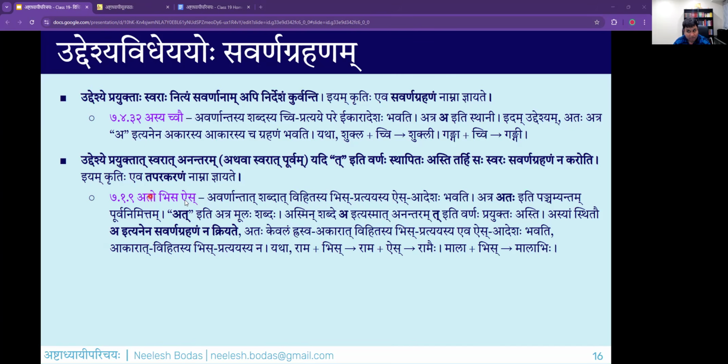So this sutra means only ह्रस्व अकारात् विहितस्य भिस् तृतीया बहुवचन सु औजस् औक्षस् ताभ्यां भिस्. So तृतीया बहुवचनस्य भिस् इति प्रत्ययस्य ऐस् ऐहि iti adesha bhavati. So Rama becomes Ramaihi. That Aihi is by this sutram. Hrasva akarat parasya bhis pratyasya ais adesha bhavati.